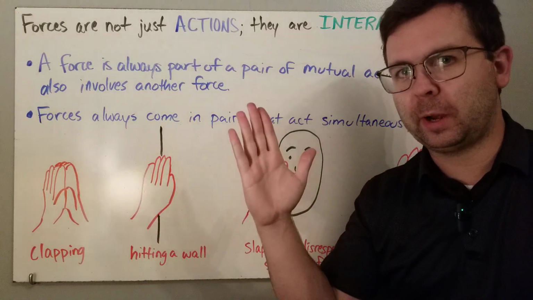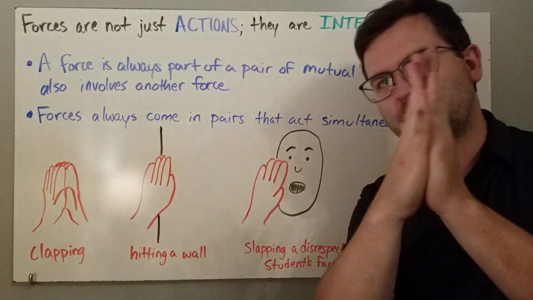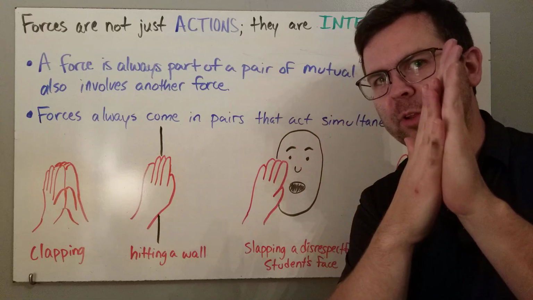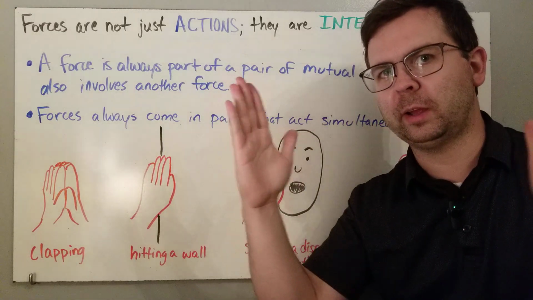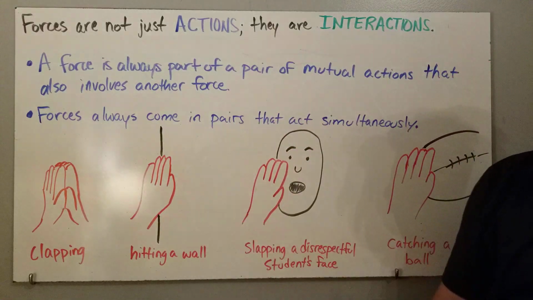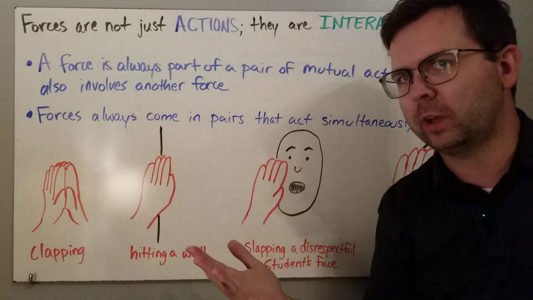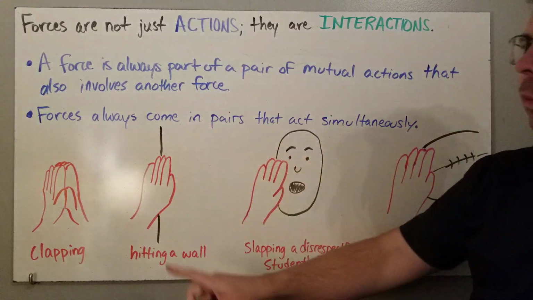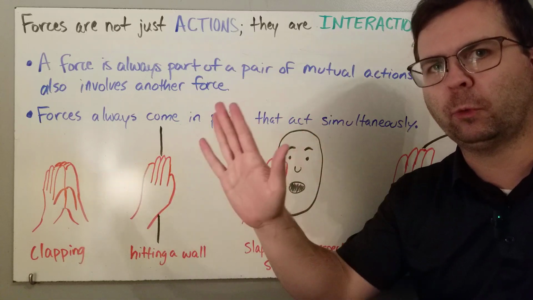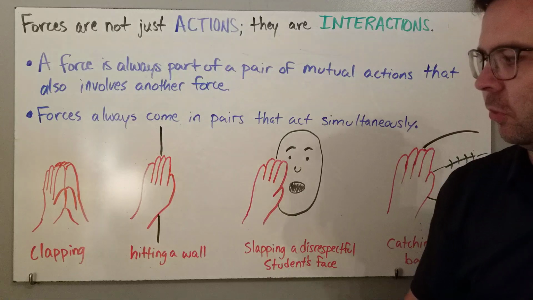For example, if you clap your hands, your right hand makes contact with your left hand and applies a force to it, but your left hand also applies a force to your right hand at the same time, stopping it. So clapping your hands, we have two forces acting on two different hands. Same example is true if you hit a wall. When you hit a wall, it's just like clapping. Your hand applies a force to the wall, but the wall applies a force to your hand. So every time there's a force, there's always some other force that comes with it simultaneously.